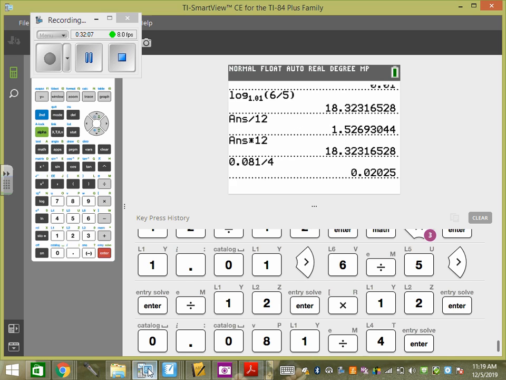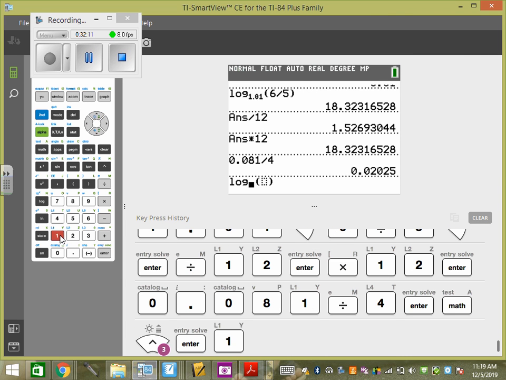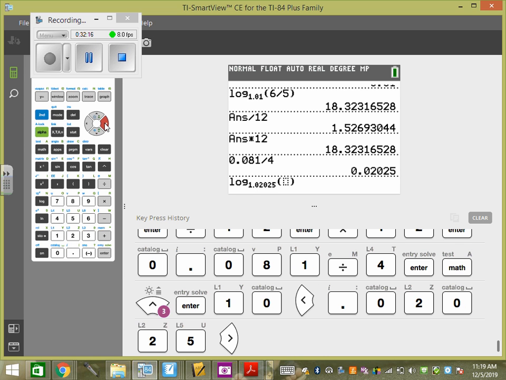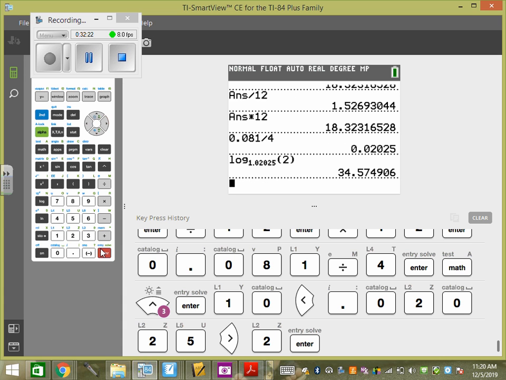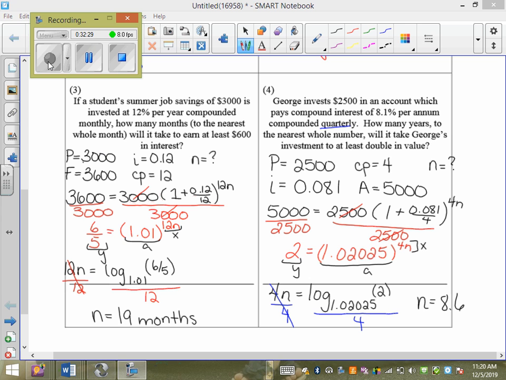So we're going to get log base 1.02025, divided by 4. So 9 years, 8.6. And we have to round up because it says at least double. So even if it was 8.1, we'd have to round to 9, right?